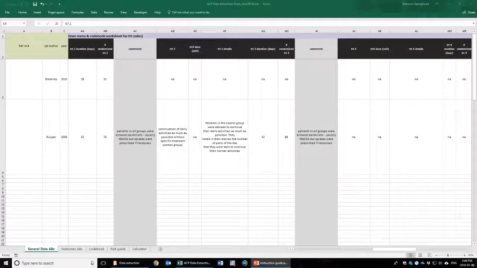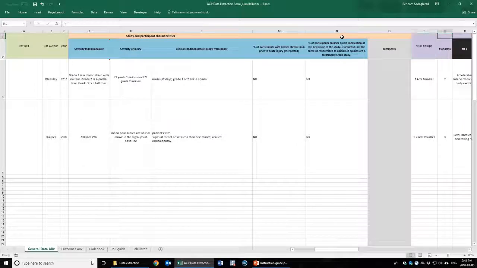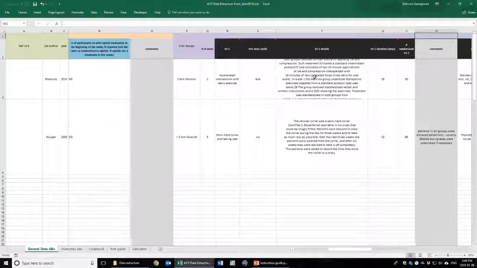There are 5 sheets in the Excel document. The first sheet is General Data Abstraction. In this sheet, you will record study characteristics, study level covariates, and risk of bias. This sheet is set up as one row per study.